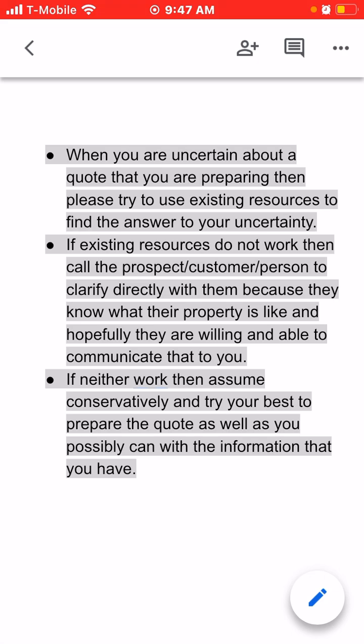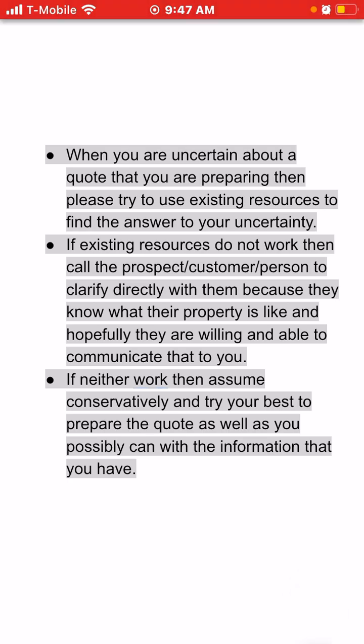So when you are uncertain about a quote that you're preparing, then try to use existing resources to find the answer to your uncertainty. So go to Realtor.com to find pictures. Go to Zillow.com to see the address, the number of stories, is that a solar panel or is that a solar hot water heater, etc. Try to look through the internet, see if there's some way to answer your question. Realtor.com is probably the best example of somewhere you're going to find additional supplementary information.